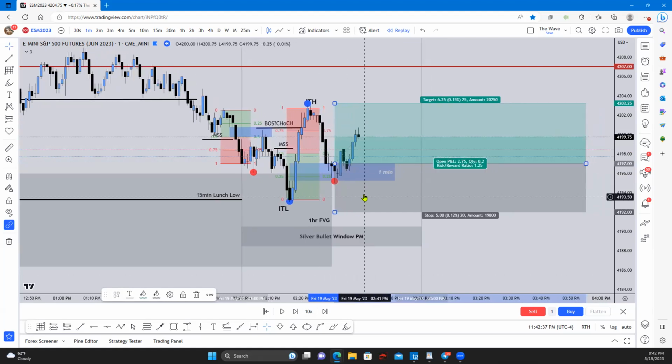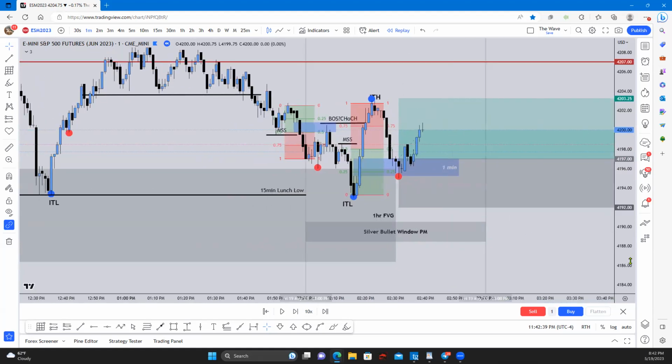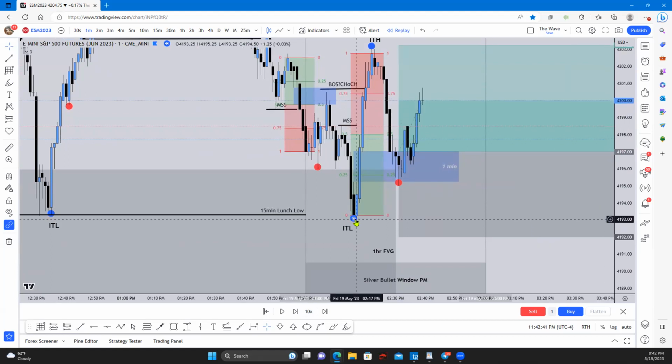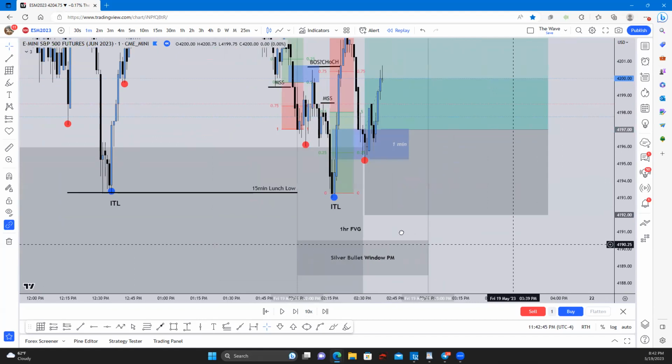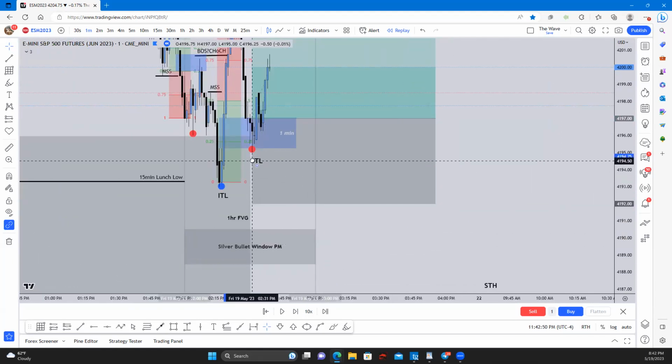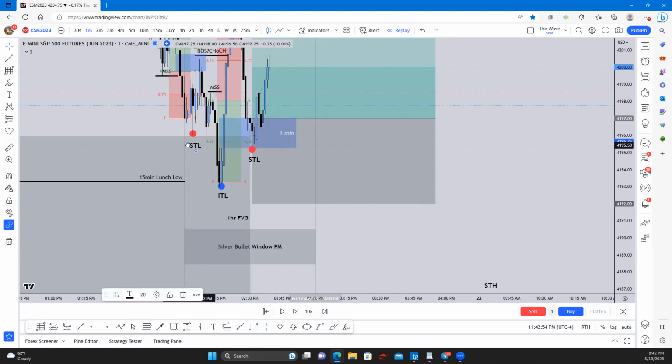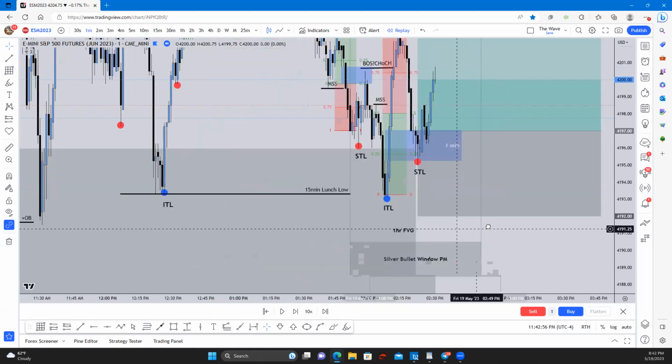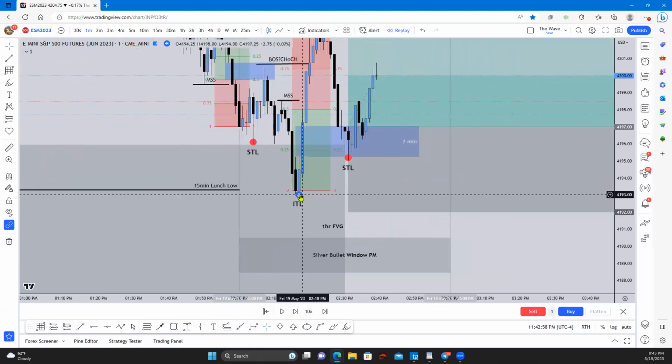So we start to bounce up. Now, if you notice, this low has a short-term low to the right and a short-term swing low to the left. So that makes this your intermediate swing low, right?